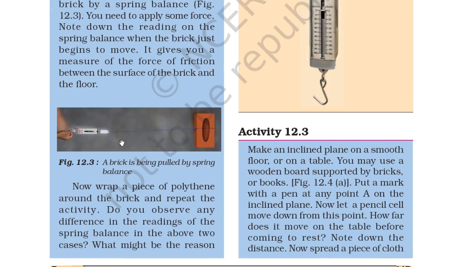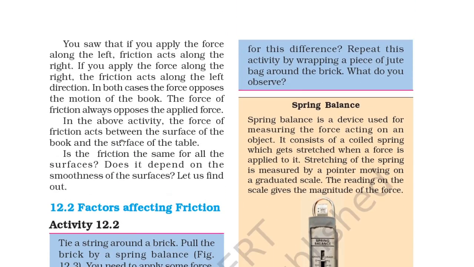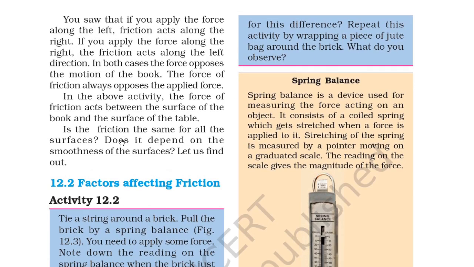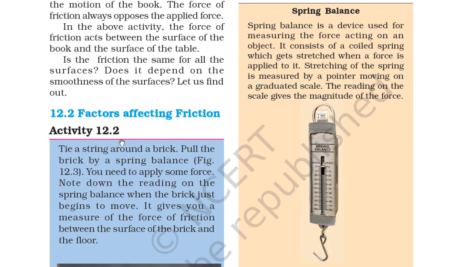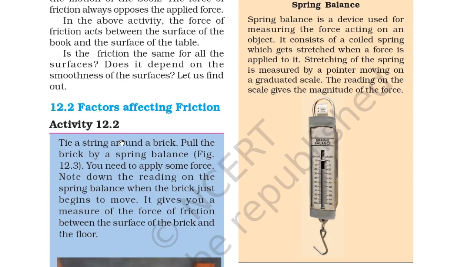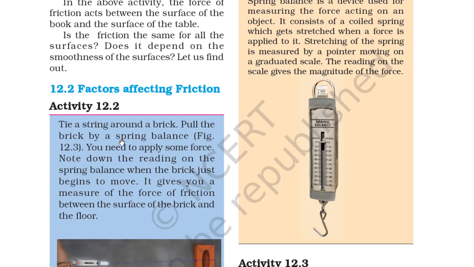In the above two cases, can you think of the reason for this difference? Repeat the activity by wrapping a piece of jute bag around the brick. What do you observe? So what is a spring balance? A spring balance is a device used for measuring the force acting on an object. It consists of a coiled spring which gets stretched when a force is applied to it. Stretching of the spring is measured by a pointer moving on a graduated scale. The reading on the scale gives the magnitude of the force.